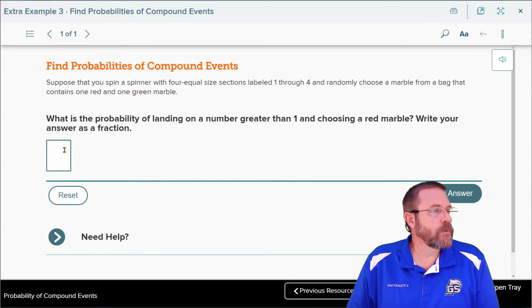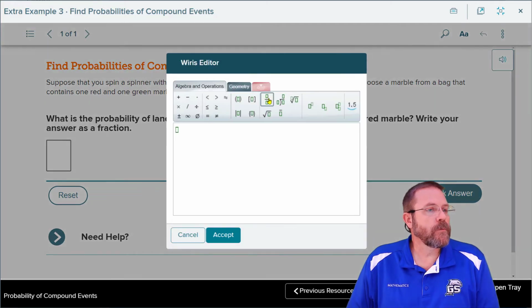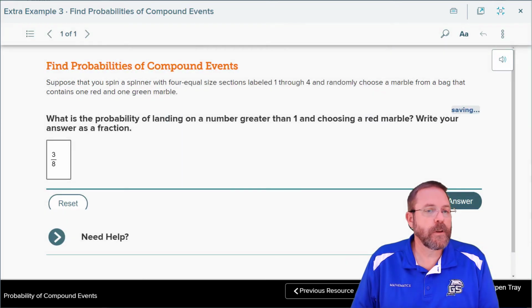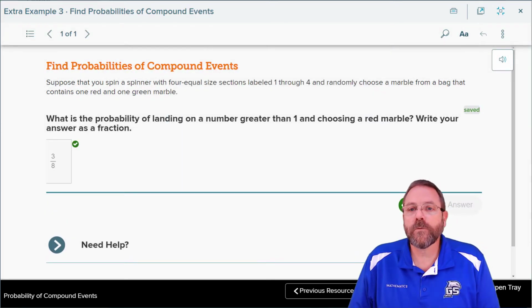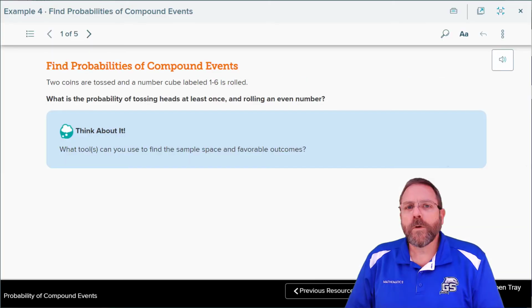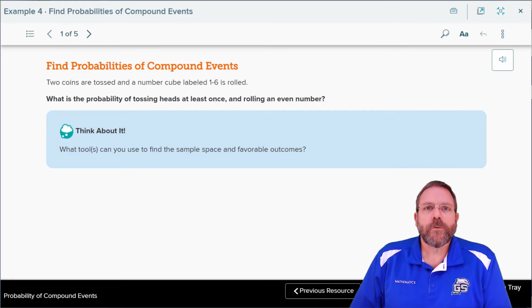We're going to jump back over to the textbook, type in our answer as a fraction, 3 out of 8, accept, and check. Our answer is correct, and this is the supporting work we would need to support our answer. We can't just throw down an answer unless we have some good, high-quality supporting work to go with it. We are almost done. We've got 2 resources left to go.